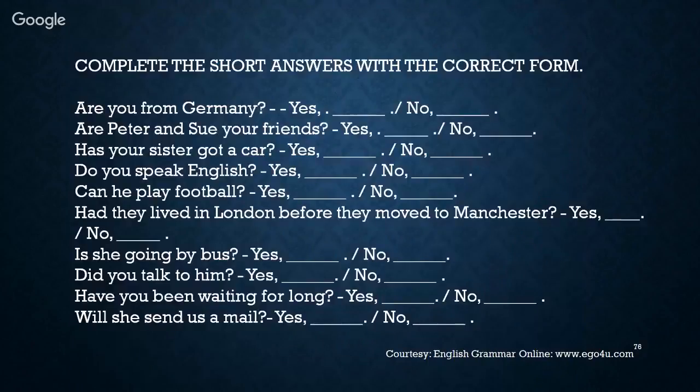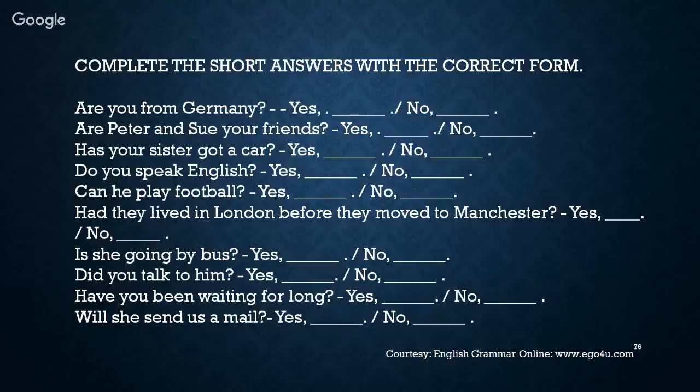Complete the short answers. Are you from Germany? Yes, I am. No, I'm not. Are Peter and Sue your friends? Yes, they are. No, they aren't. Peter and Sue is the plural. Has your sister got a car? Yes, she has. No, she hasn't, or doesn't, in American English. Do you speak English? Yes, I do. No, I don't. Can he play football? Yes, he can. No, he can't.